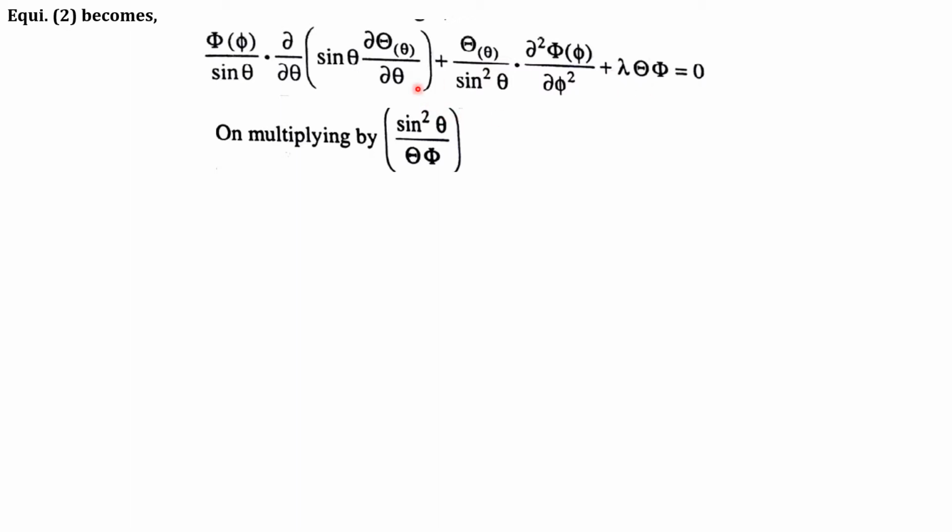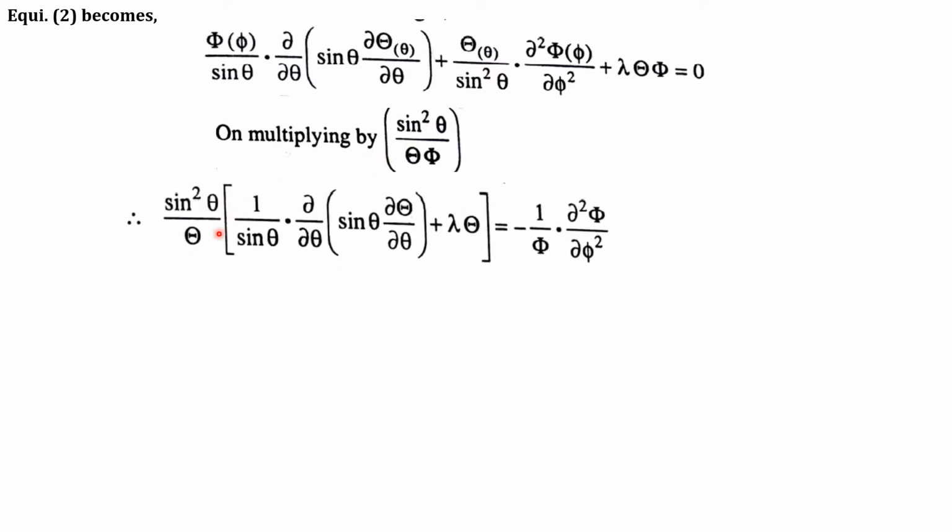Now we arrange after multiplying. We take sin²θ/Θ outside for the first and third terms: sin²θ/Θ [1/sinθ ∂/∂θ (sinθ ∂Θ/∂θ) + λΘ], equal to, on the other side, the second term with a minus sign: −1/Φ ∂²Φ/∂φ².